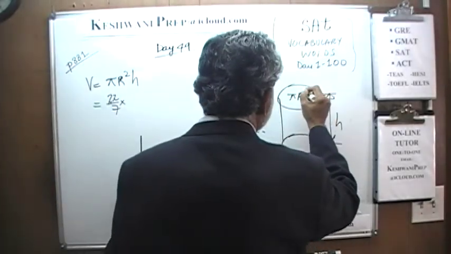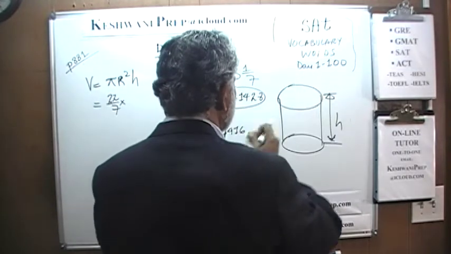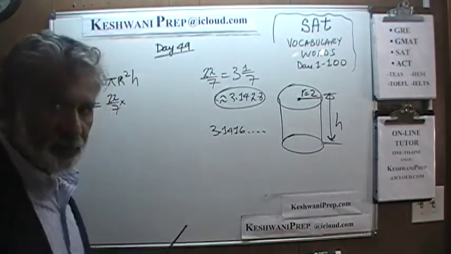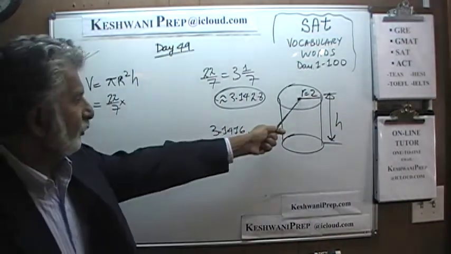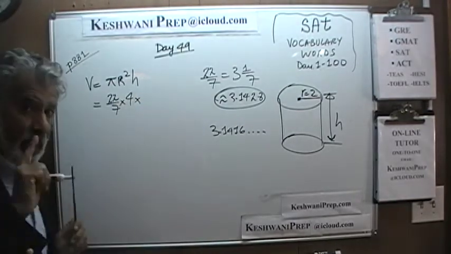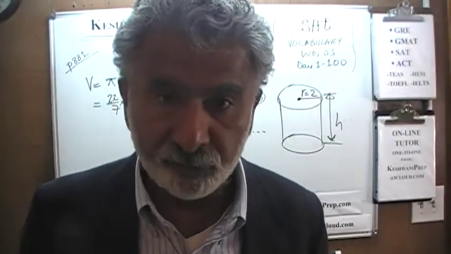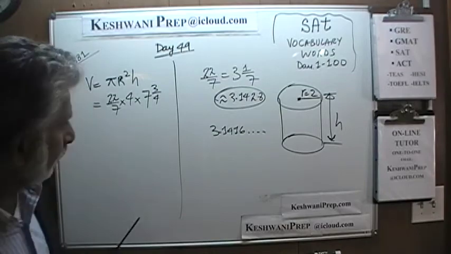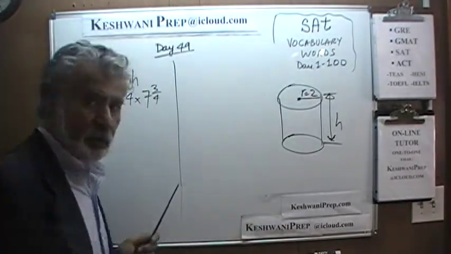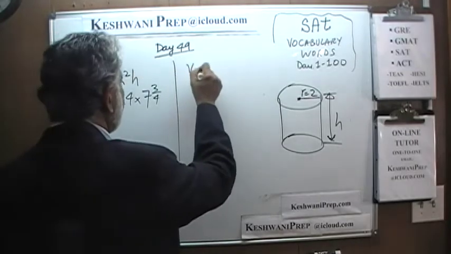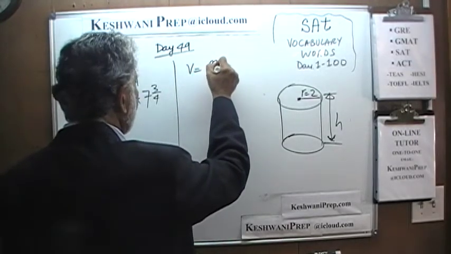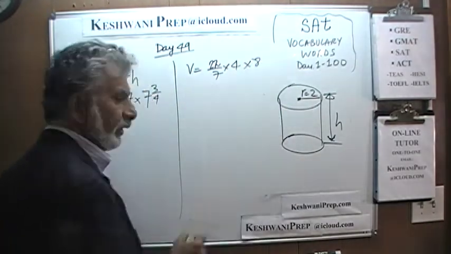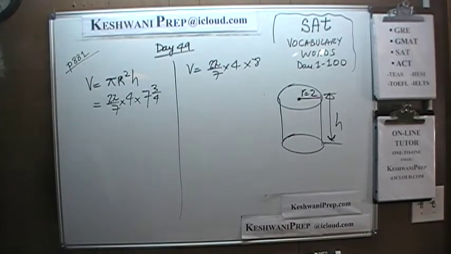Radius, we were told, is 2. The height is between 7 3/4 and 8. So if radius is 2, when you square it, you get 4, and for the height, we're just going to use the two extremes and see what the range is. 7 3/4. And then we'll do another scenario where we'll use the height of 8. Pi, 22 over 7, pi r squared, which is 4, times the height, which is the 8, the other extreme. Let's see what the range is.